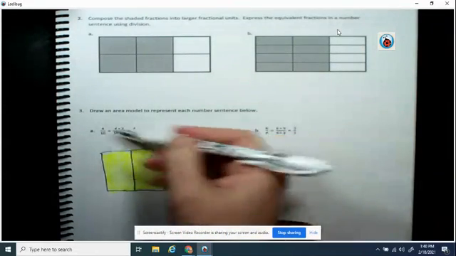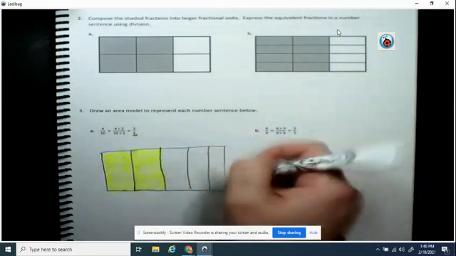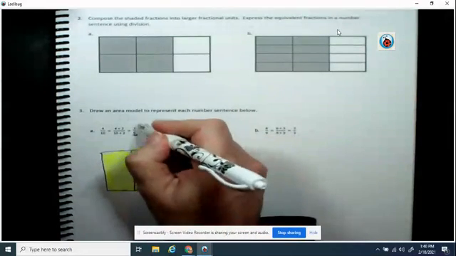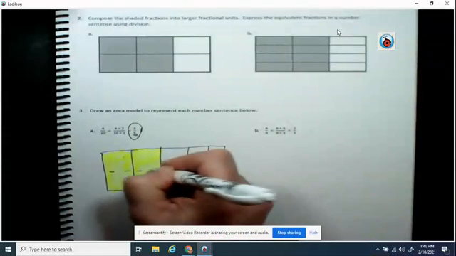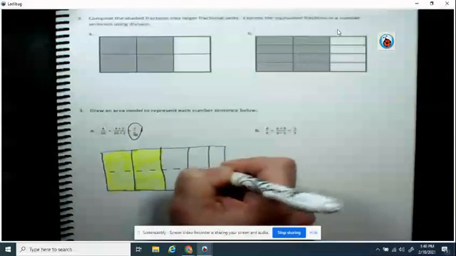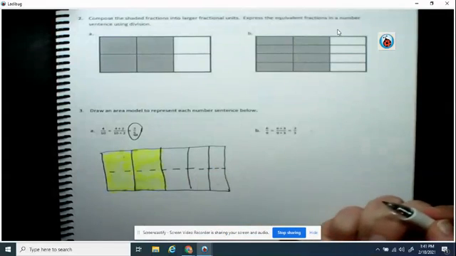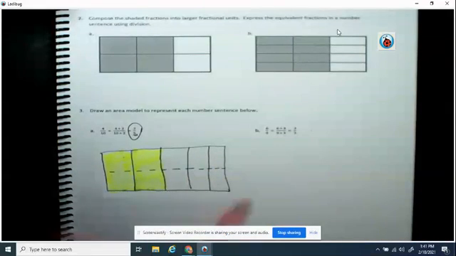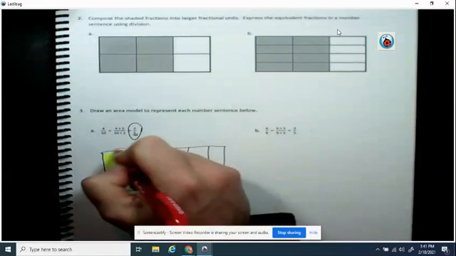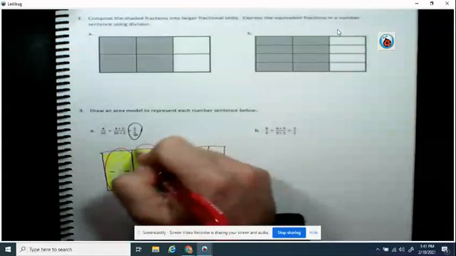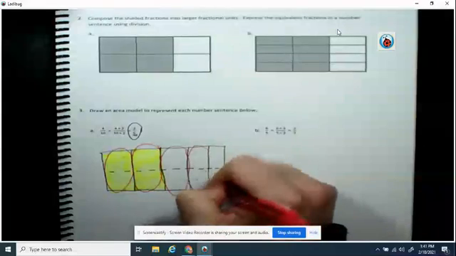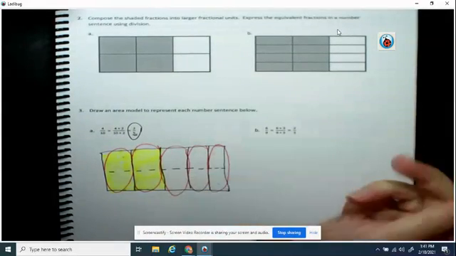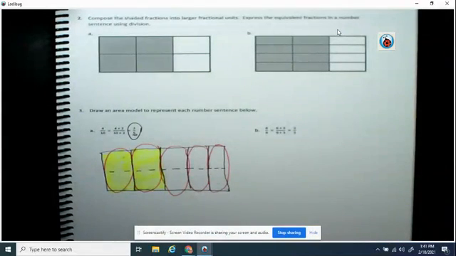And then now I need to make this 2/5, because that's my simplest form of the fraction, into 4/10. So to make my 2/5 into 4/10, I would divide it like this. And then I would show the 2/5 grouped up together like that. And there are the rest of my fifths grouped up together. So that would be how I would draw that one.